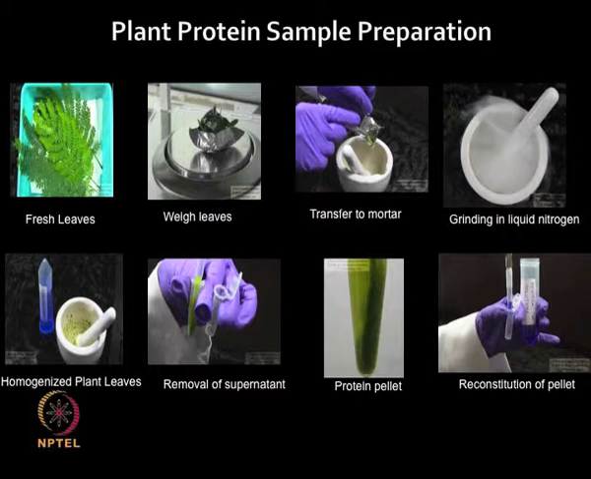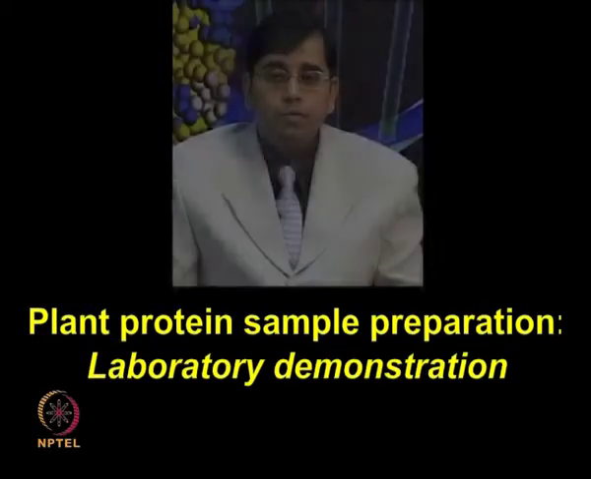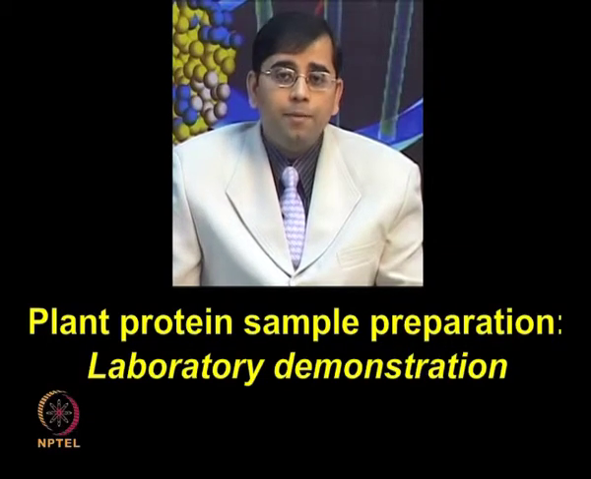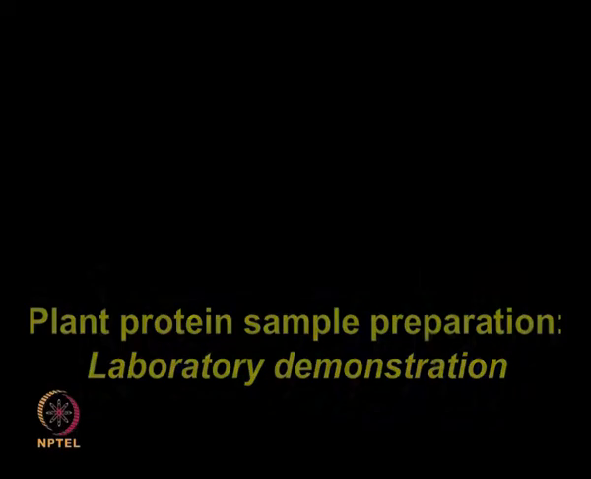After centrifugation, the supernatant is removed and the protein pellet is formed. Then it needs to be washed a couple of times with acetone, and the pellet can be reconstituted in lysis buffer. So, let me give you a laboratory demonstration, a video for the plant protein sample preparation.